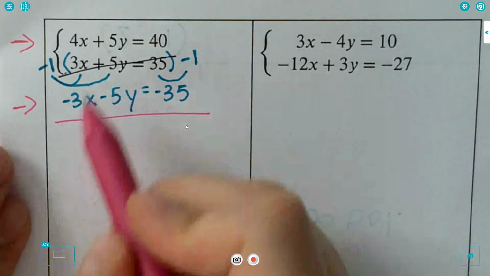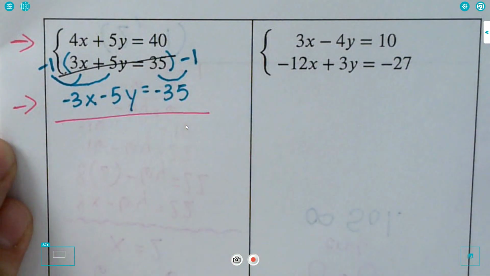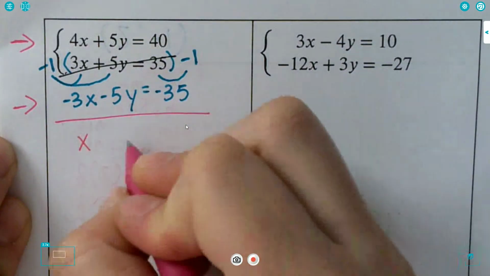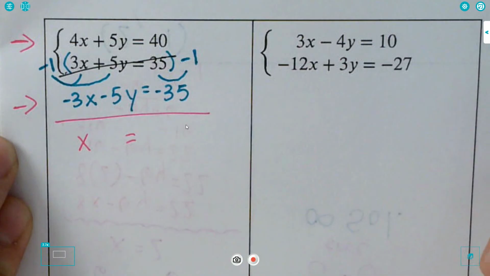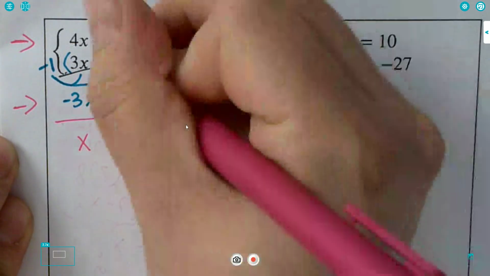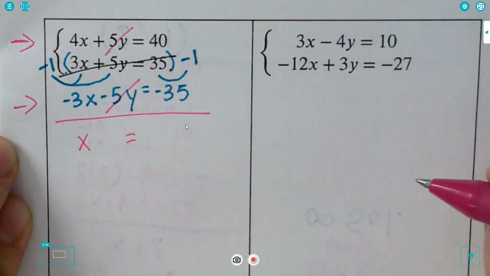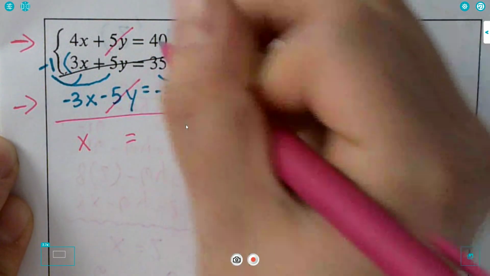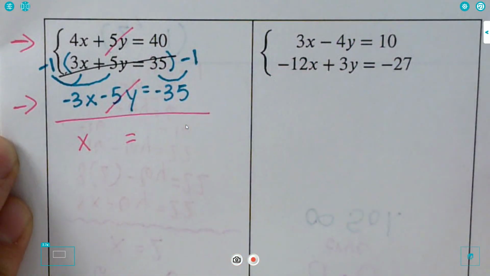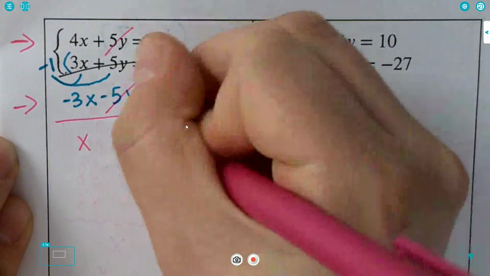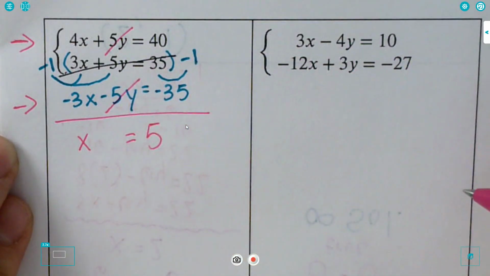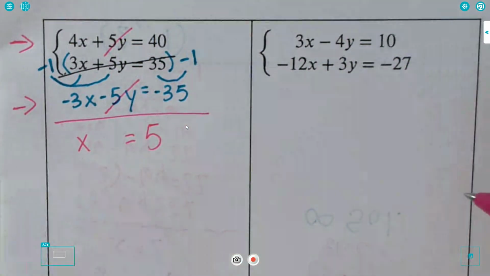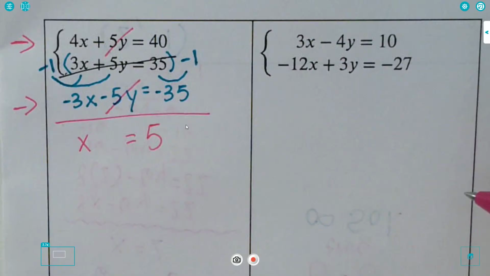Okay. 4x plus -3x. Otherwise known as 4 minus 3. What's that? 1x. I'm just going to write x. What happens to my y's? They eliminate. That's the whole point. 5y minus 5y. My y's have been eliminated. And then 40 minus 35? 5. So I've got x equals 5. And so I could have written 1x equals 5, but since I knew it was already x by itself, that's why I just didn't write it.